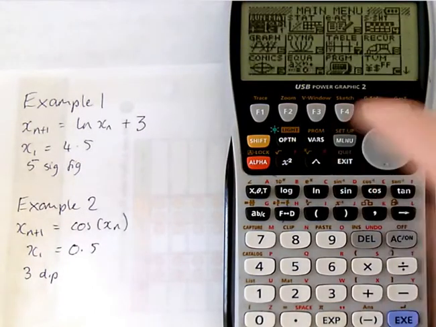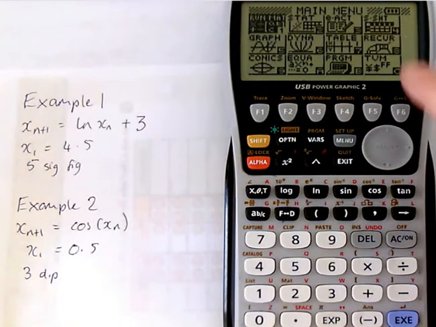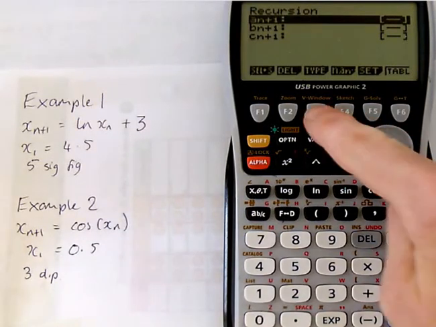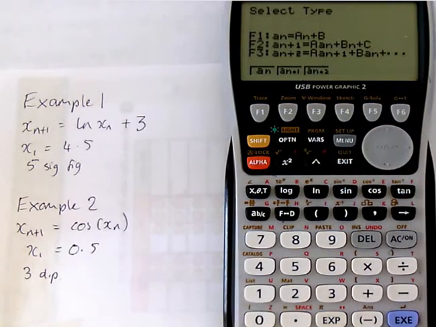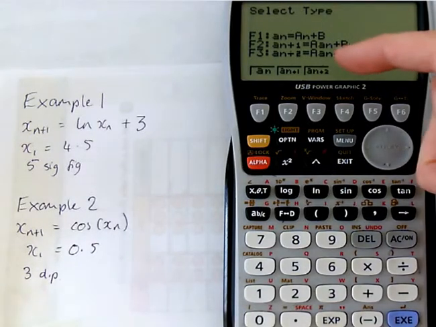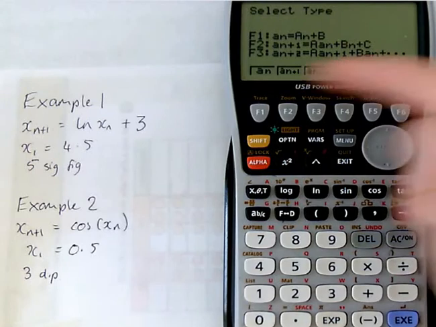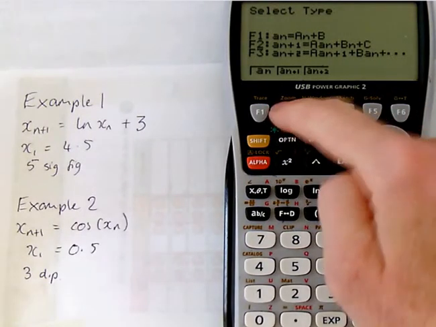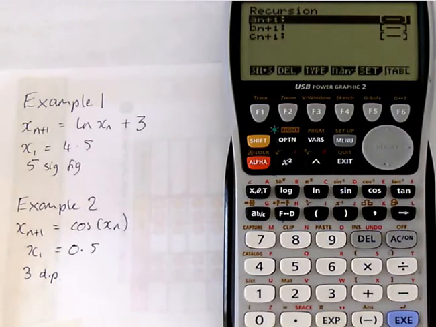So if you press menu, and then you can see it's the 8th menu over here, so I'm going to click 8, and this is what we get to see. There are different types you can do in here, so we've got an nth term formula, which would be F1. The recursive definition is the one we want, which is F2, where we have a n plus 1 equals something times a n, etc. And then F3 is if you have the second term involving the one before and the one before that. But really the one you want will be the default one, the one you can see there.